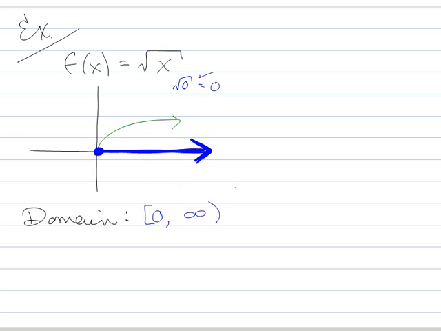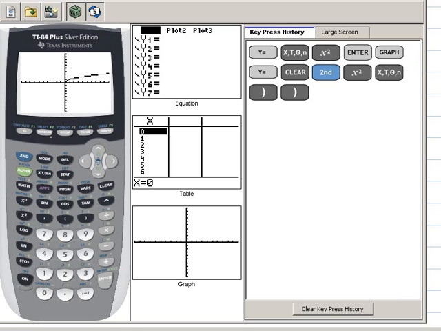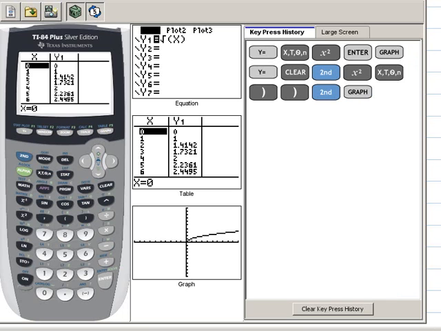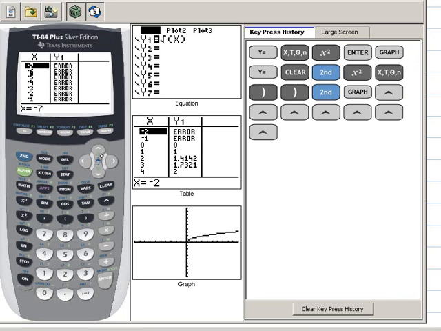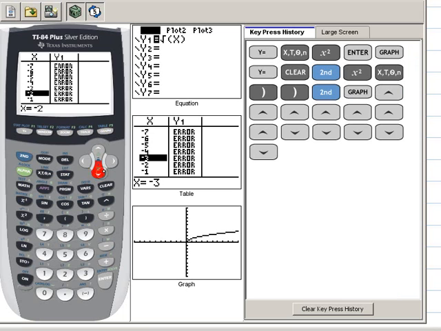So that's our domain. And remember what we said about the domain. The whole idea behind the domain is it excludes the points that we don't like. If we go here and we look at our graph, under table, if we go anywhere past 0, we get errors. We get errors forever and ever this way. So that means those points are not included in our domain because they give us errors.